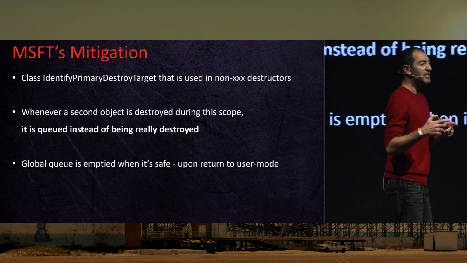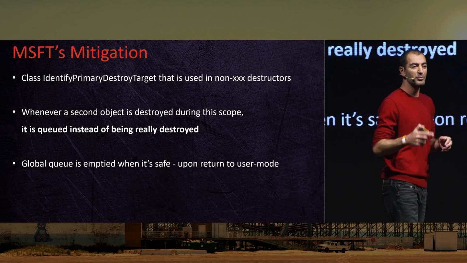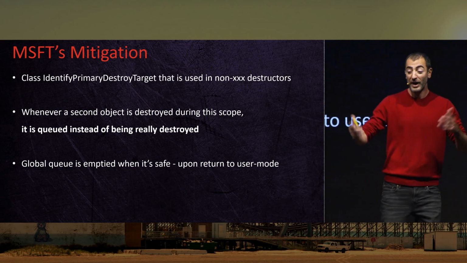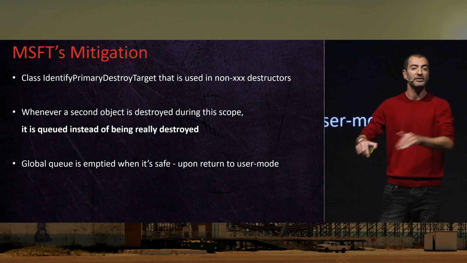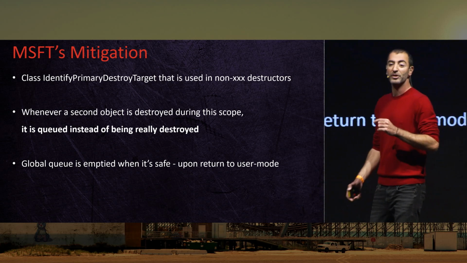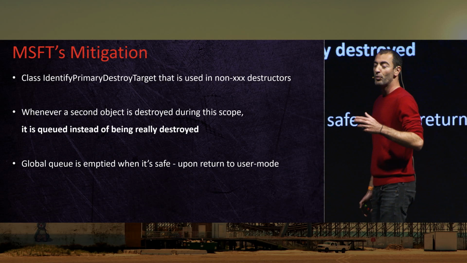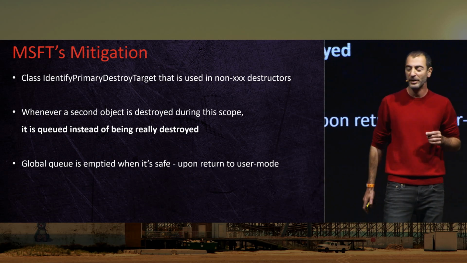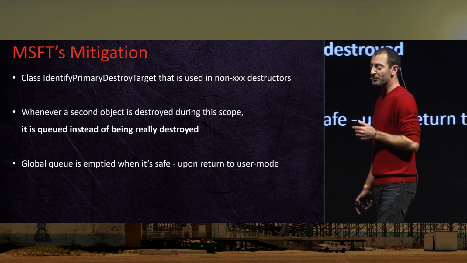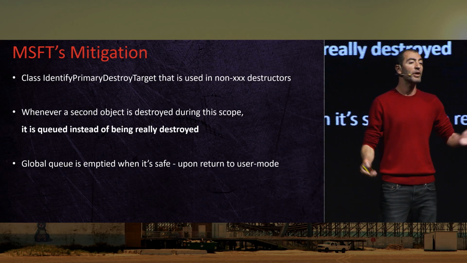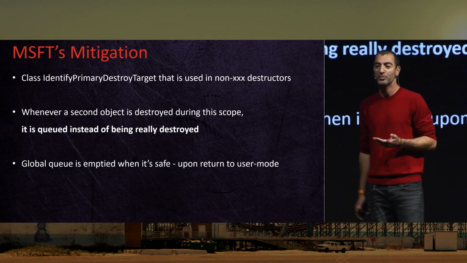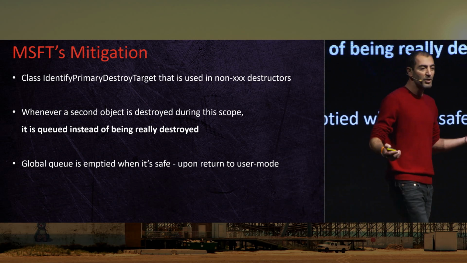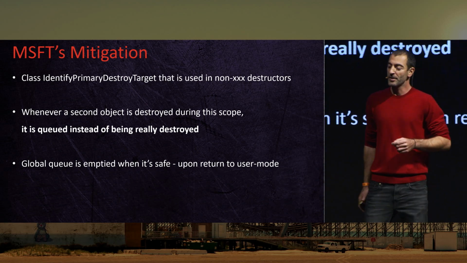So they said, if we find this weird situation where there is a second object being destroyed from another primary object, we shouldn't free it right at the same point, because now it's going to be use after free. So they added a lot of code, again in a very sensitive place, to queue it for a later destruction. And when is a good timing to destroy objects and be sure it's not going to screw up things? Once it goes back to user mode, okay?